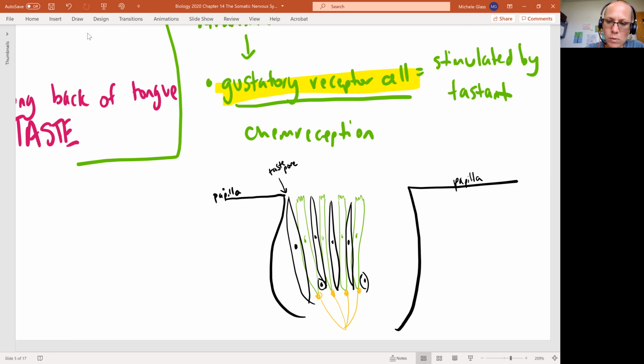So we can label that green one our gustatory receptor cell. We can label our transitional cell, which is our immature gustatory cell, and then we can have our stem cell. And then at the bottom, we're going to have our sensory neurons. And this whole picture then is making up that taste bud.